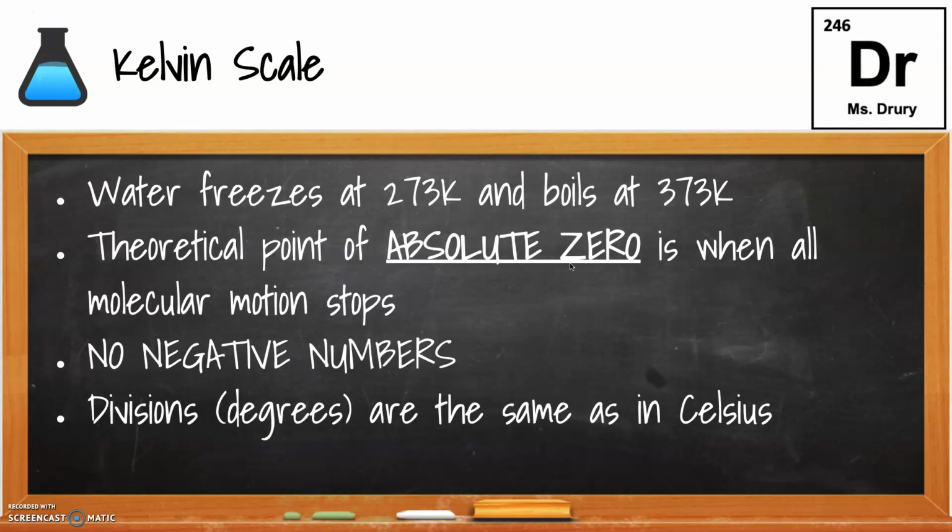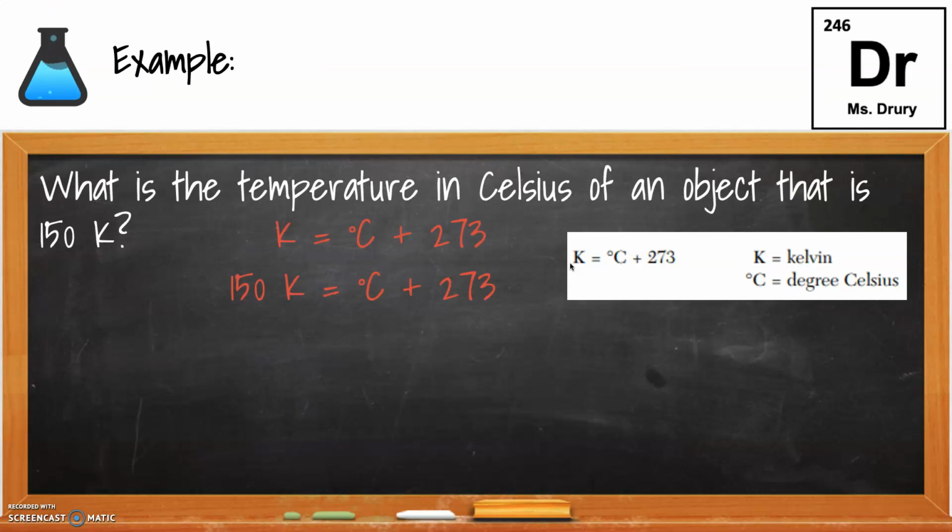And the theoretical point of absolute 0 is where all molecular motion stops. We aren't actually there, but that means that there will be no negative numbers. I wouldn't even know what negative would mean for molecular motion stopping. Like, that's not a thing, right? And the divisions, or the degrees, are the same as the Celsius scale, whereas Fahrenheit's way off.